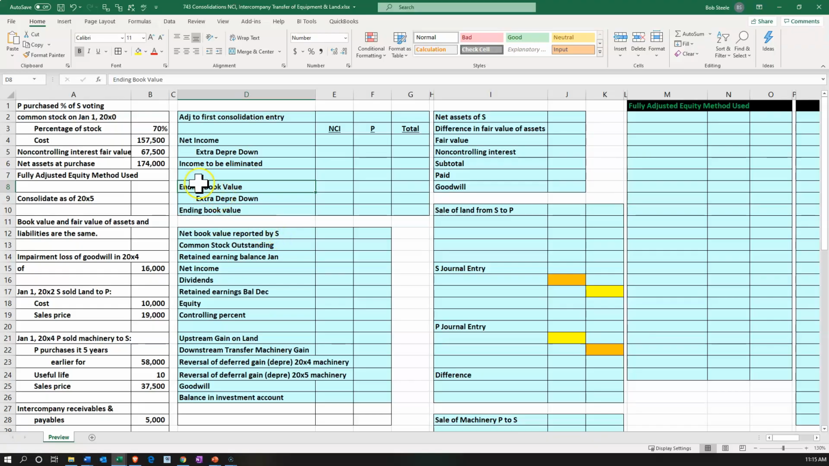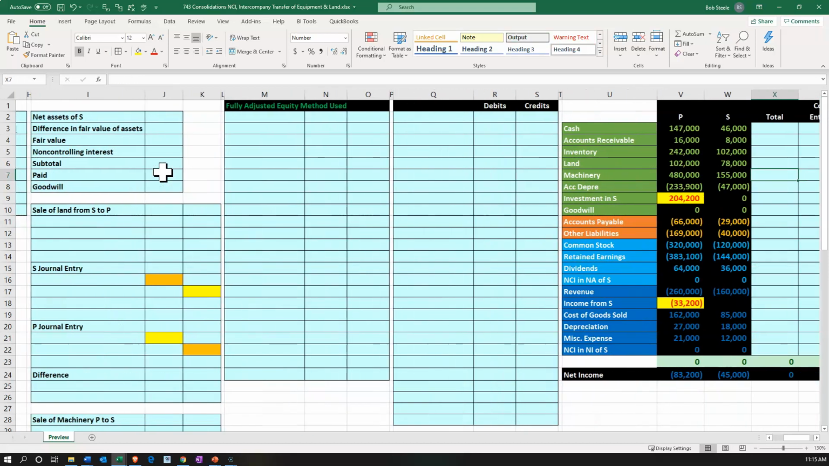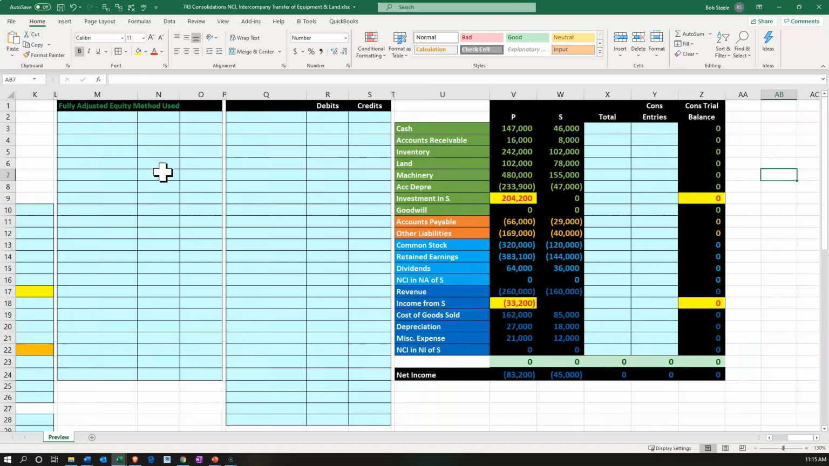Here we are in our Excel worksheet. We've got the information on the left. We're going to enter that information into the blue area on the right, where we've got our worksheets, and then we've got our journal entries, and then we have our consolidation worksheet.